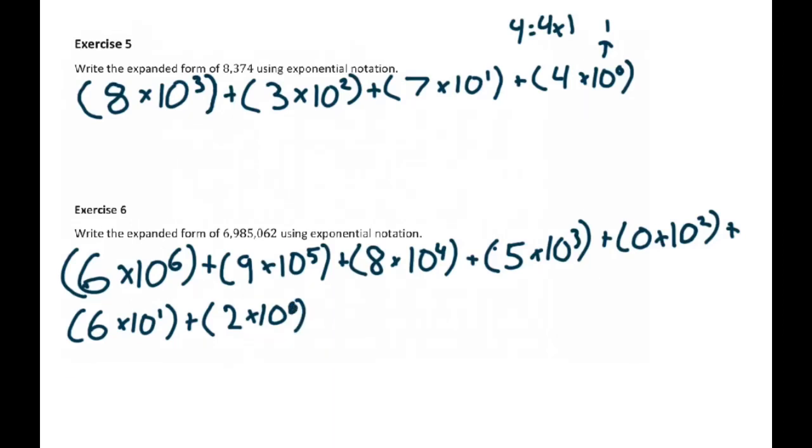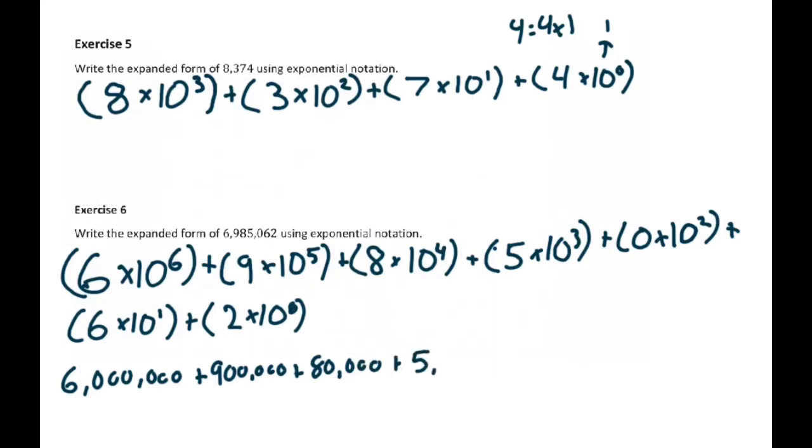So again, this is a fancy way of saying 6 million plus 900,000 plus 80,000 plus 5,000, plus 0, I guess, plus 60 plus 2. All right, I hope you all understood that fine.